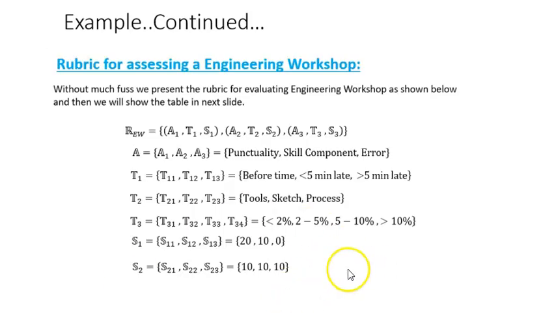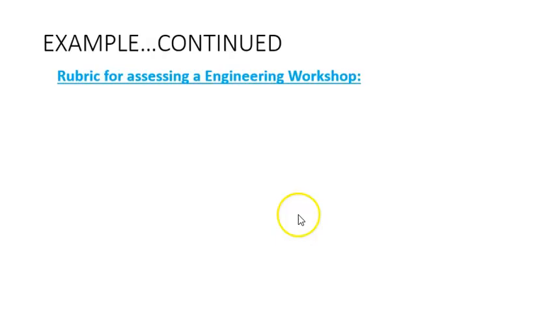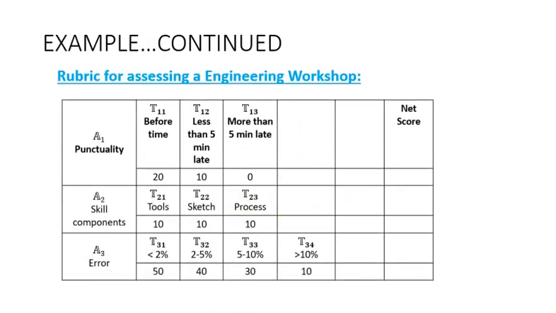Similarly, the set S2 will contain 10, 10, 10. That is, if you can explain tools well, you get 10 points. If you can draw a sketch, 10 points. Process, 10 points. This threshold value set 2 is a bit peculiar from what we have been seeing. We'll see what we mean in a little while.